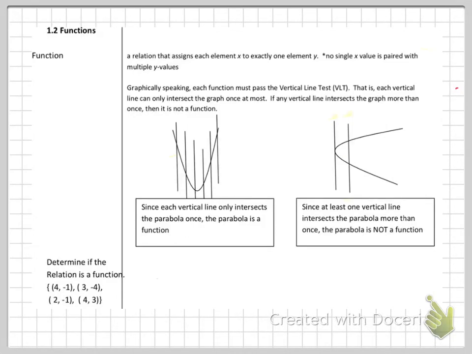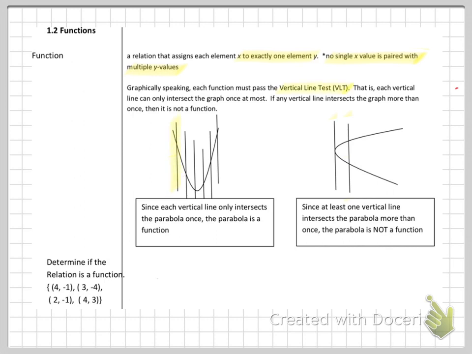Okay, section 1.2, functions. A function is a relation that assigns each element x to exactly one element y. Each x has one y value, or no single x value is paired with multiple y values. The way you might be used to checking for functions, graphically at least, is the vertical line test.